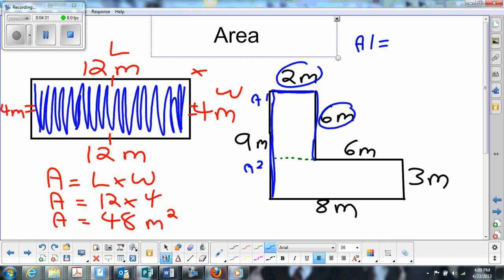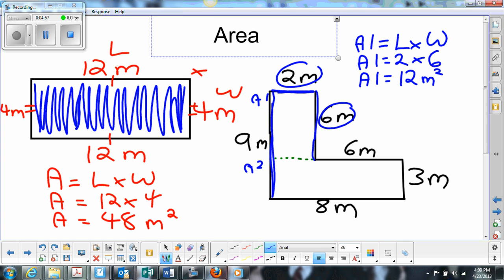So you're going to use the formula, which is length times width. A1 equals length times width. A1 equals 2 times 6. 2 meters times 6 meters. A1 equals 12 meters, and just like before, you must put the squared sign. So A1 equals 12 meters squared.